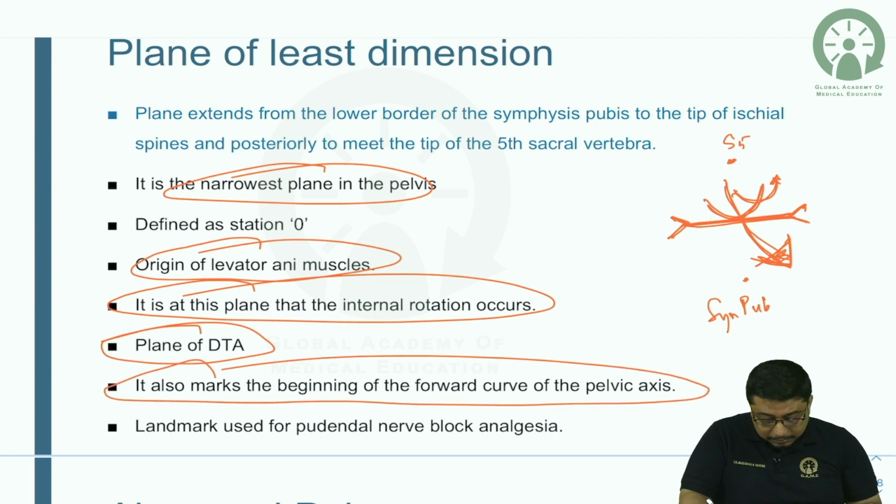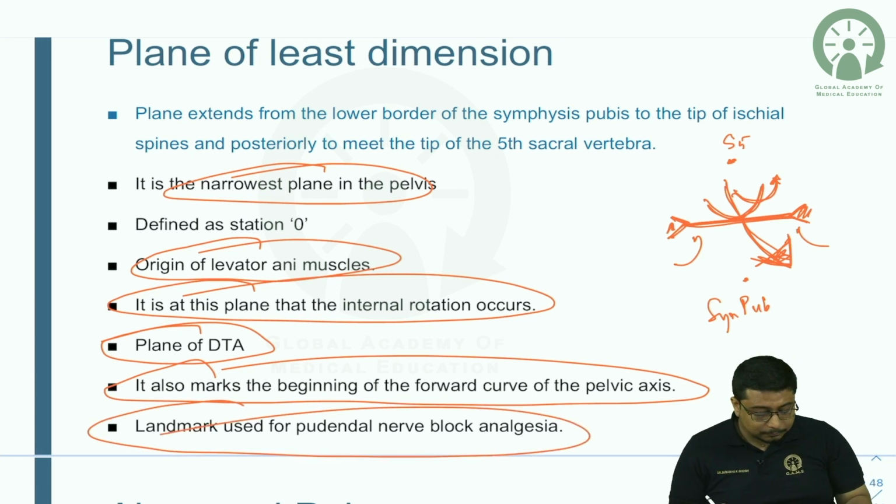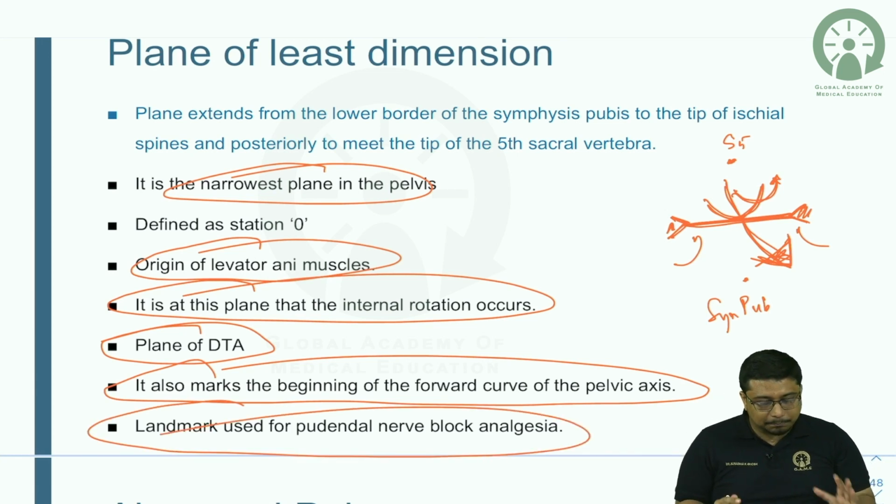axis. Now this levator ani muscle is supplied by the pudendal nerves, right? So if we need to block the pudendal nerve, this is the landmark. So this point, you understand, is a very important plane. So this is arbitrarily defined as station 0. So whenever the presenting part, the head or whatever it is, reaches this point, we call head station 0.